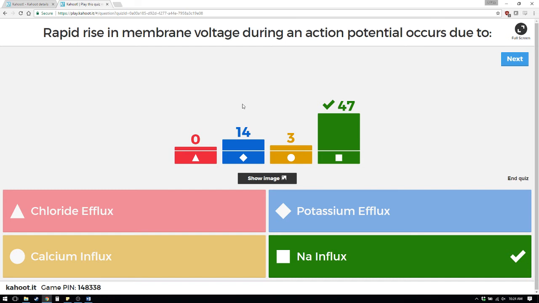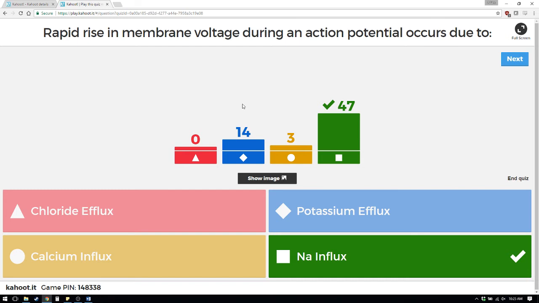Not necessarily. Chloride influx is really important for actually hyperpolarizing cells. So for instance, if you're having a seizure and you're having too many action potentials firing in the brain in an unorganized fashion, we can give you drugs that will open up chloride channels, causing chloride influx, and actually hyperpolarize the cell and make it harder for those to have an action potential. So yeah, they can certainly be independent of one another.